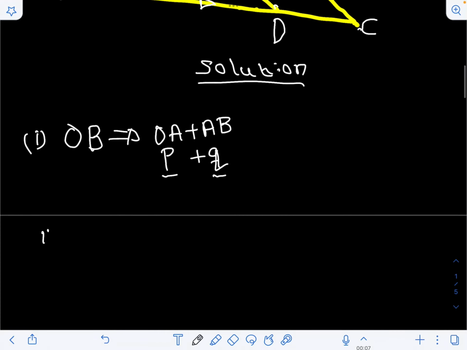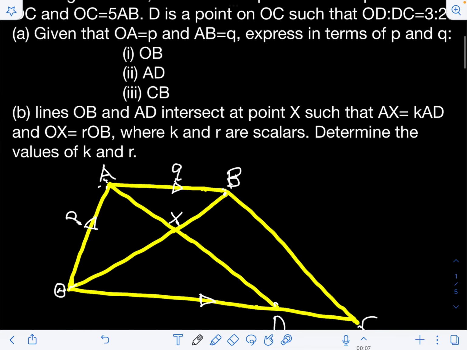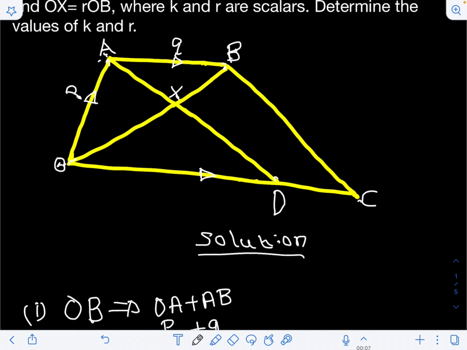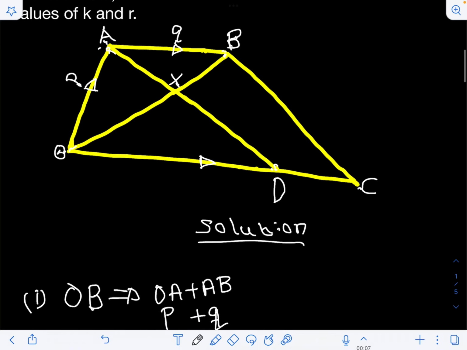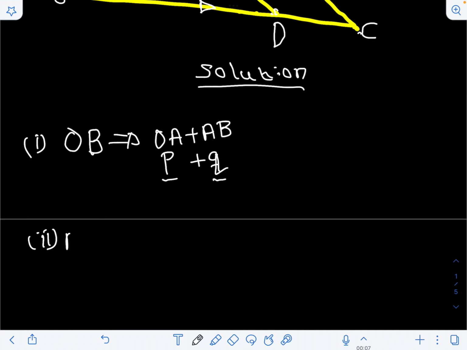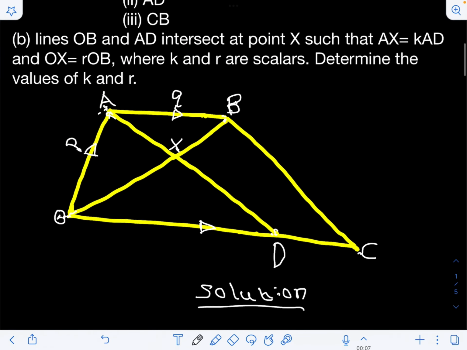Then the second part says, let us get the value of AD, expressed in terms of vector P and vector Q. So how can I get that AD? AD is that line from here to there. So AD is the same as AO plus OD. Very good. So what's our AO?